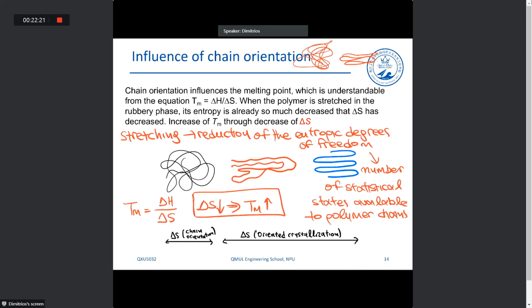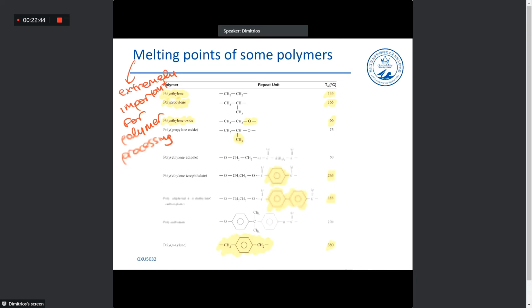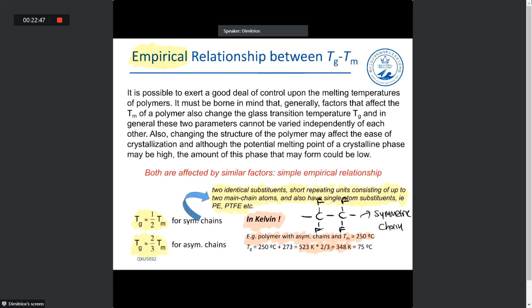These are parameters very similar to those of the glass transition temperature. And we said, of course, that when we have oriented chains, we have a lower amount of entropy, and that leads to an increase of the melting point, okay? Because the number of statistical states that are available to polymer chains is much lower compared to an amorphous material or a material where the chains are entangled. And this is the empirical relationship between glass transition and melting point, these two equations for symmetric and asymmetric chains. I repeat, this is empirical, so it shouldn't be treated as absolute truth, but generally it provides a good estimation regarding the temperatures of melting or glass transition, and their relationship, okay?